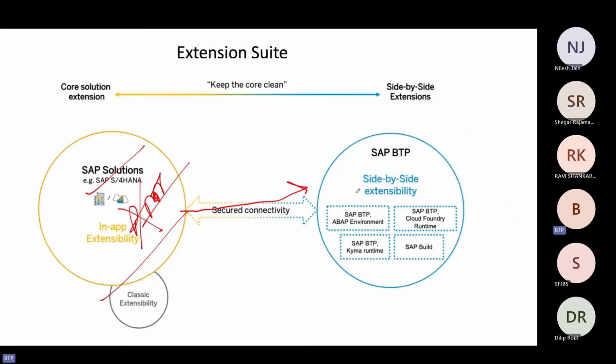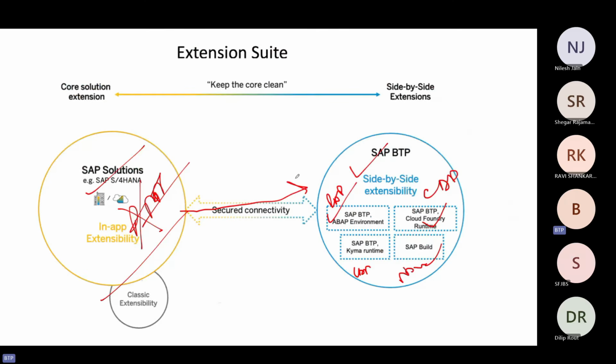And in BTP, I'm going to develop custom applications side by side using multiple extensibility features like the BTP ABAP environment with RAP, the SAP BTP Cloud Foundry environment using CAP, the SAP BTP Kyma environment using CAP, or SAP Build, which is a no-code tool.